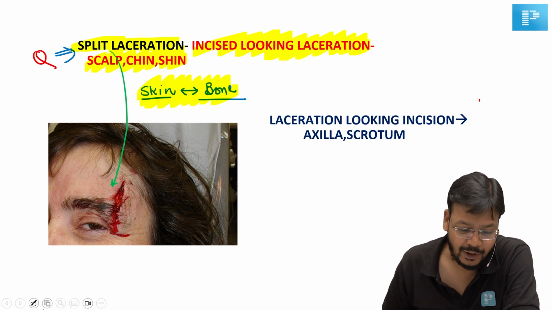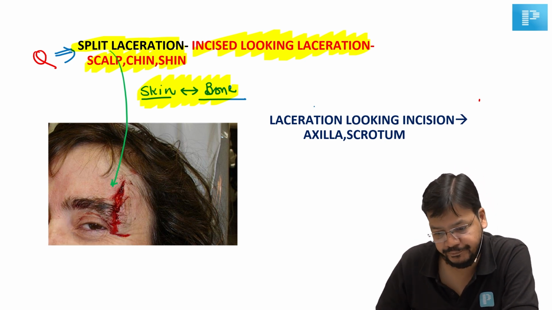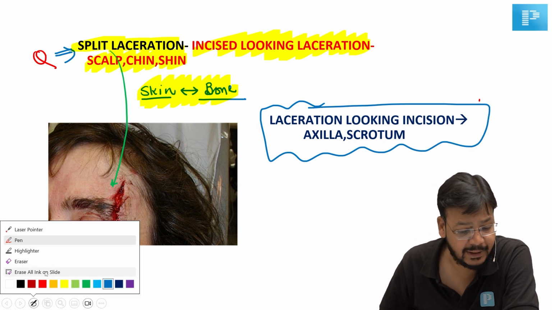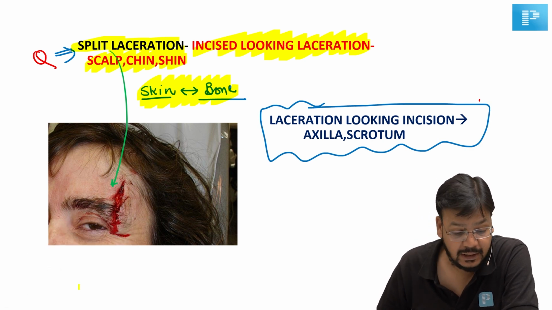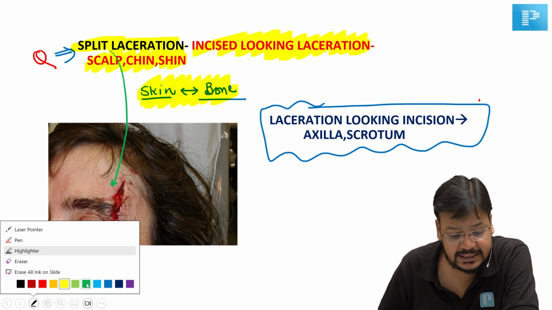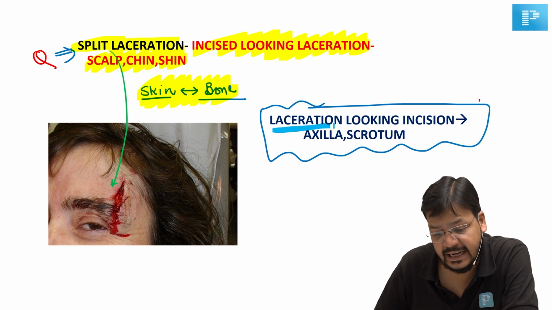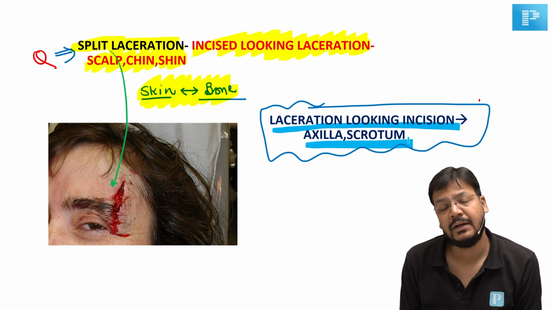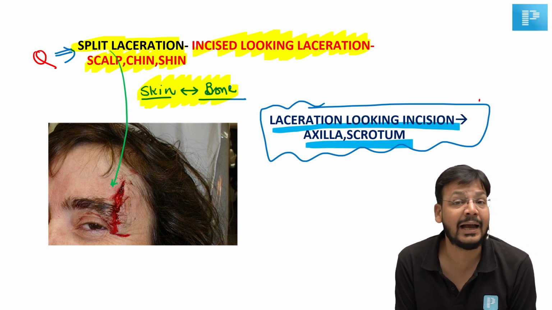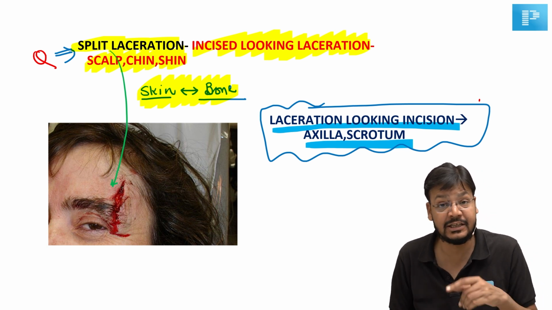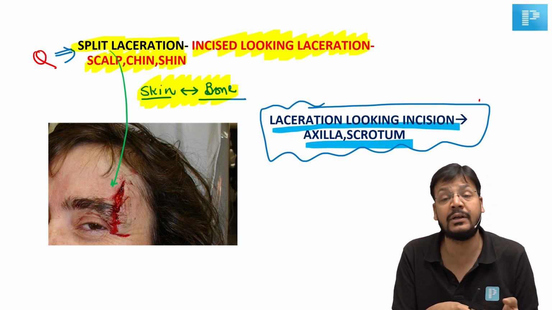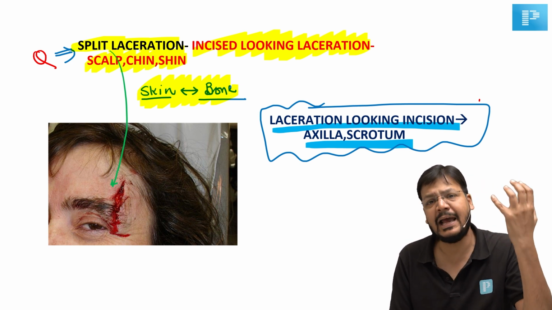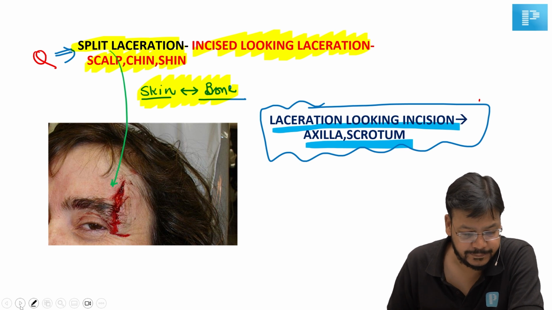But sir, the opposite part, this will definitely come in the exam. The opposite is laceration looking incision. My dear friend, listen very, very carefully. Laceration looking incision is seen in axilla and scrotum. Incised looking laceration is in hard surfaces where skin is very, very close to the bone, like scalp, forehead and eyebrows.